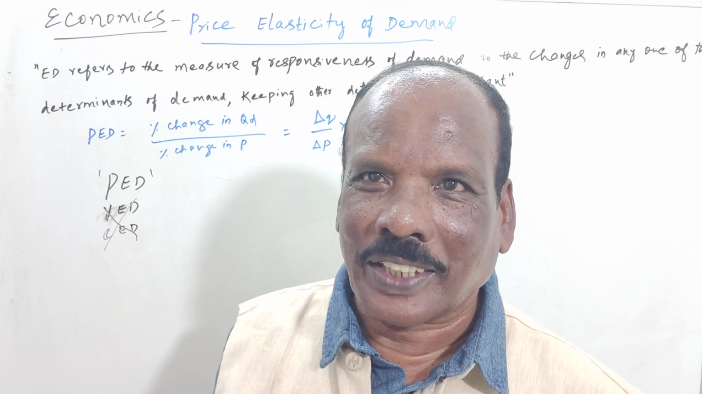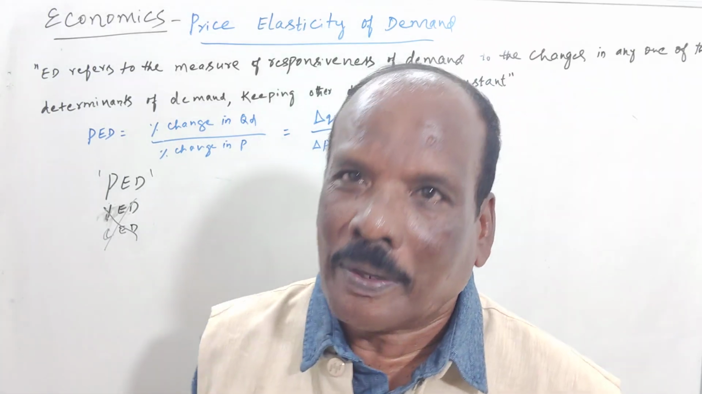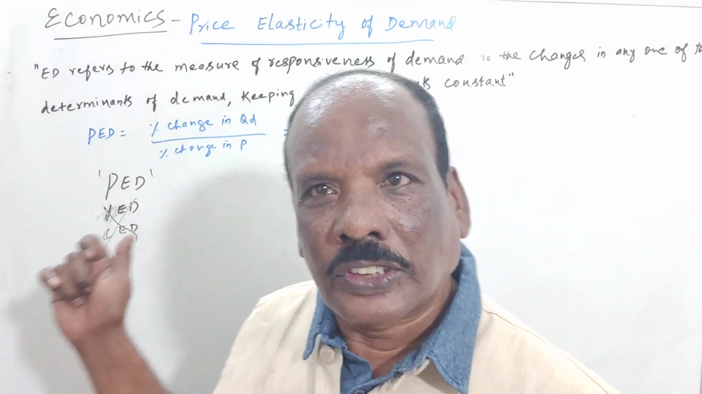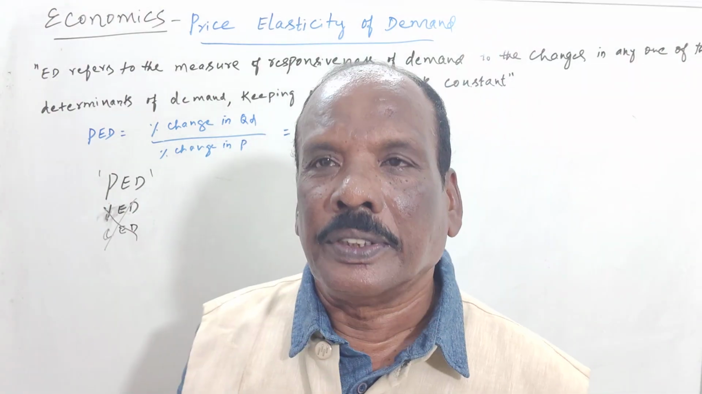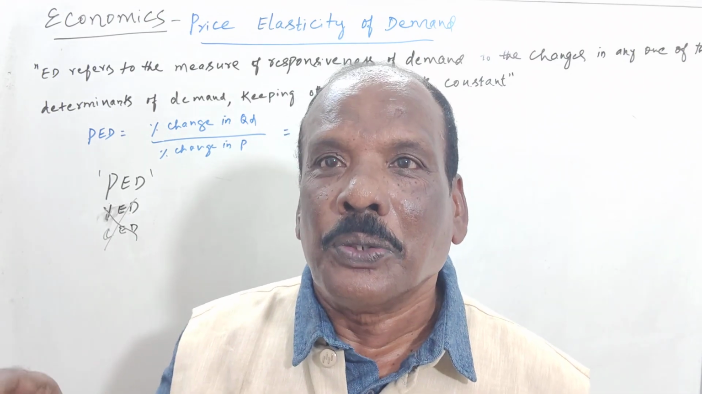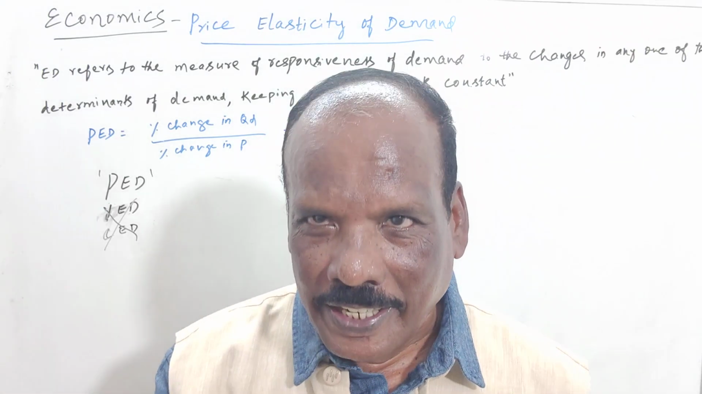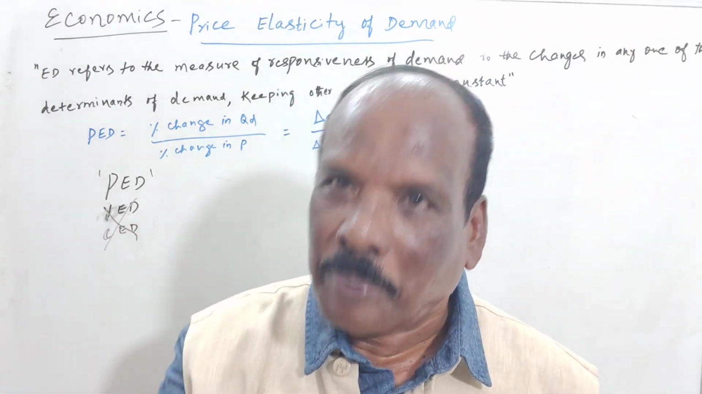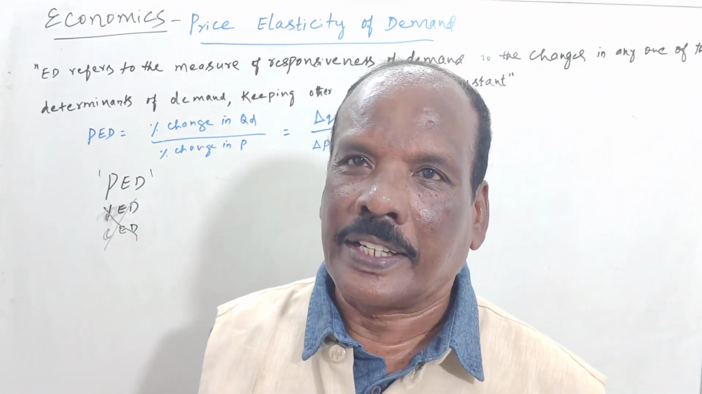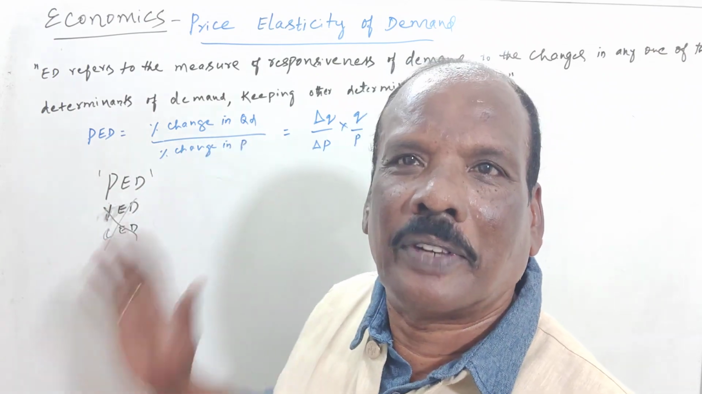Again, suppose you write the formula of price elasticity of demand. PED is equal to delta Q divided by delta P into Q divided by P. Delta Q refers to change in quantity demanded, delta P change in price, Q, that is initial quantity demanded, P initial price. So you must keep all these things in your mind.